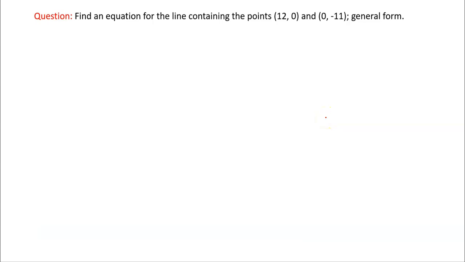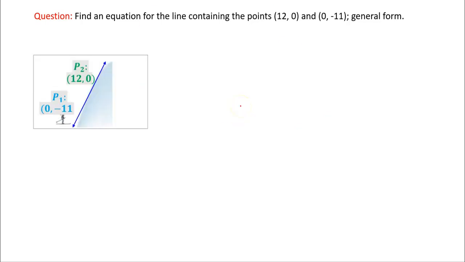Hello, let's look at this question. Find an equation for the line containing the points (12, 0) and (0, -11), and write the equation in general form. Okay, so we are given 2 points with coordinates (0, -11) and (12, 0), and we are asked to write the equation of the line.